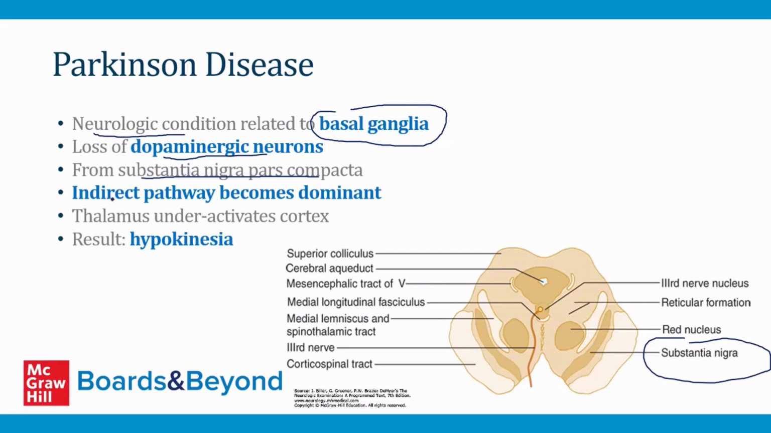When this happens, the indirect pathway of the basal ganglia becomes dominant. And once again, this is something I talk about in the video on the basal ganglia. This leads to the thalamus underactivating the cortex. And when you don't get activation of the motor cortex, you get hypokinesia or decreased movement. And that's the problem in Parkinson's disease, hypokinesia.